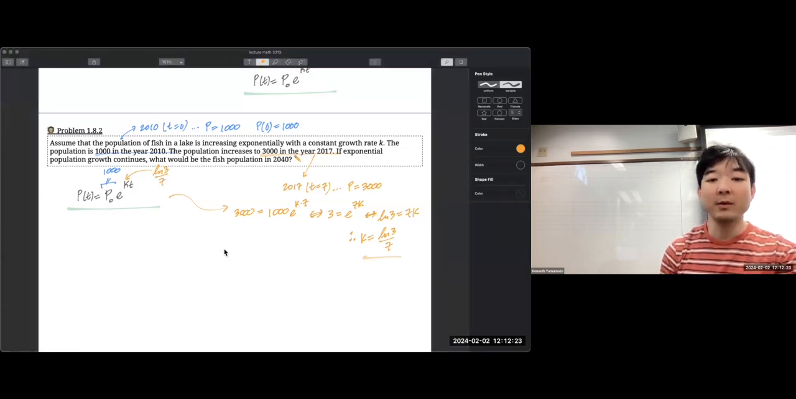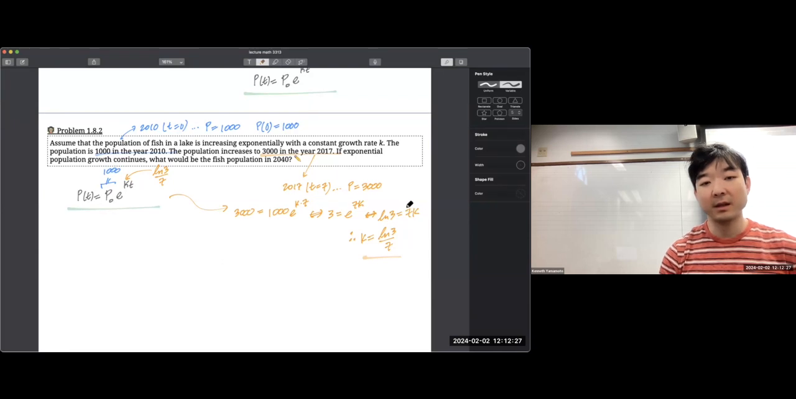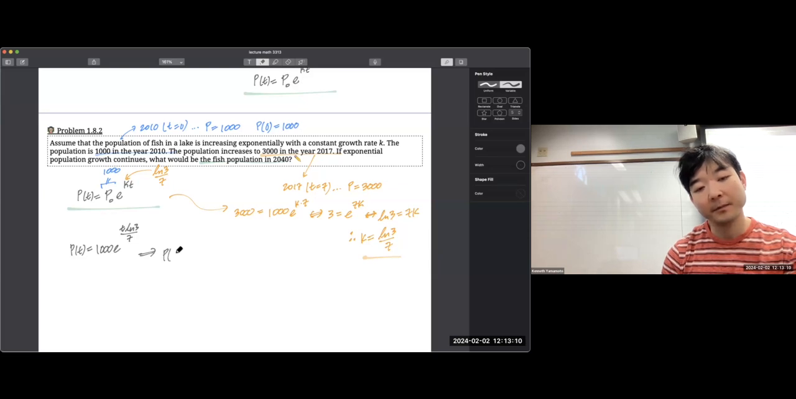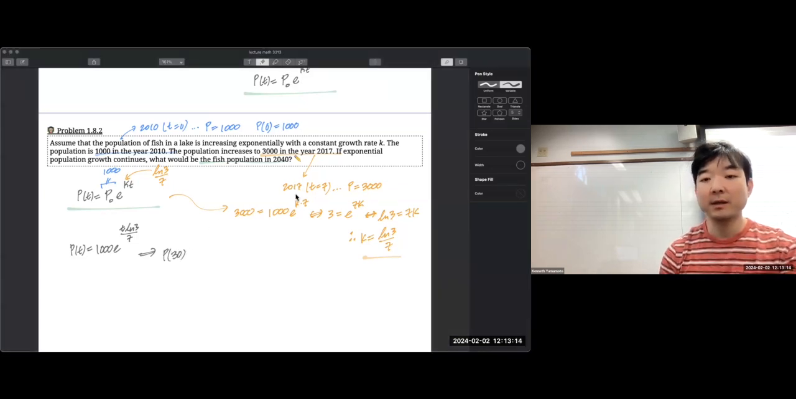So we have the full model now. We have the complete model that is going to allow us to find what the fish population is in 2040. So our full model is just P of t is equal to 1,000 e to the kt. So k is equal to ln of 3 over 7, so it's just going to be t ln of 3 over 7. This is after you multiply the t by ln of 3 over 7. And then what they're asking for is just find the population at 2040. That's going to correspond to t equals 30.